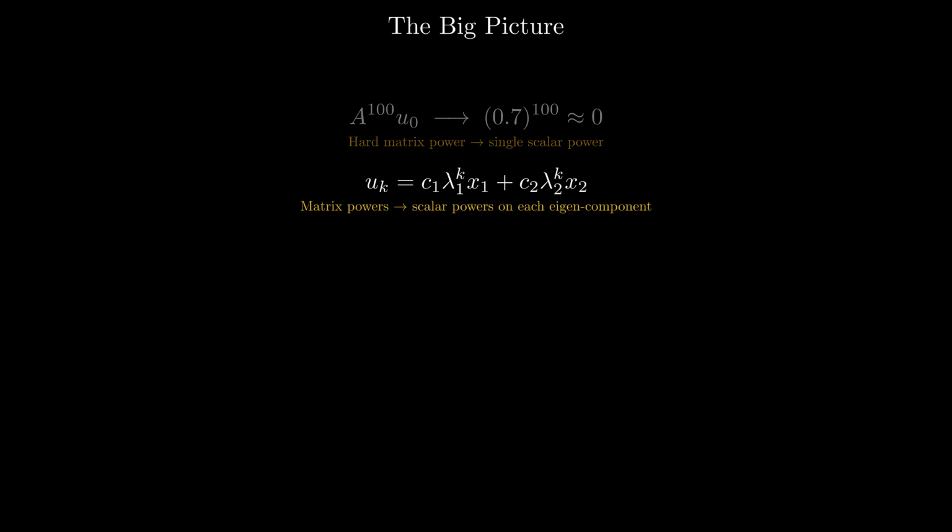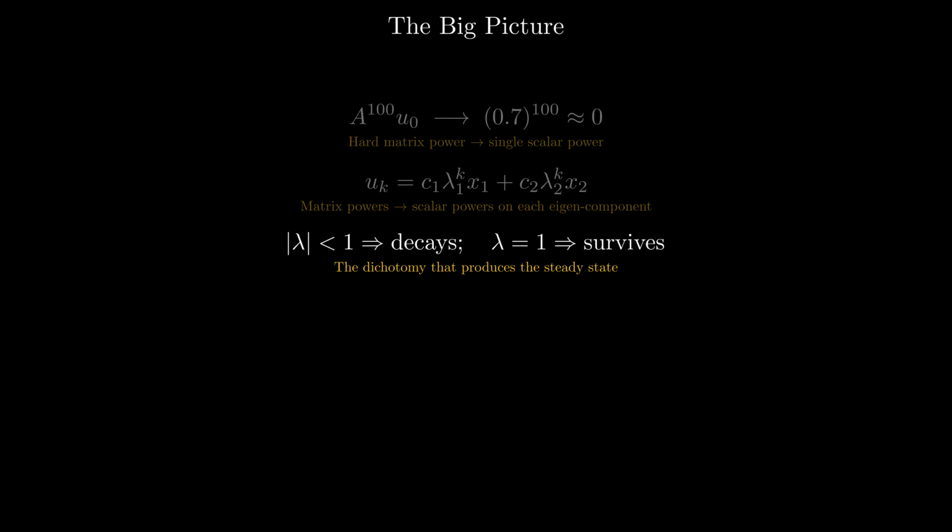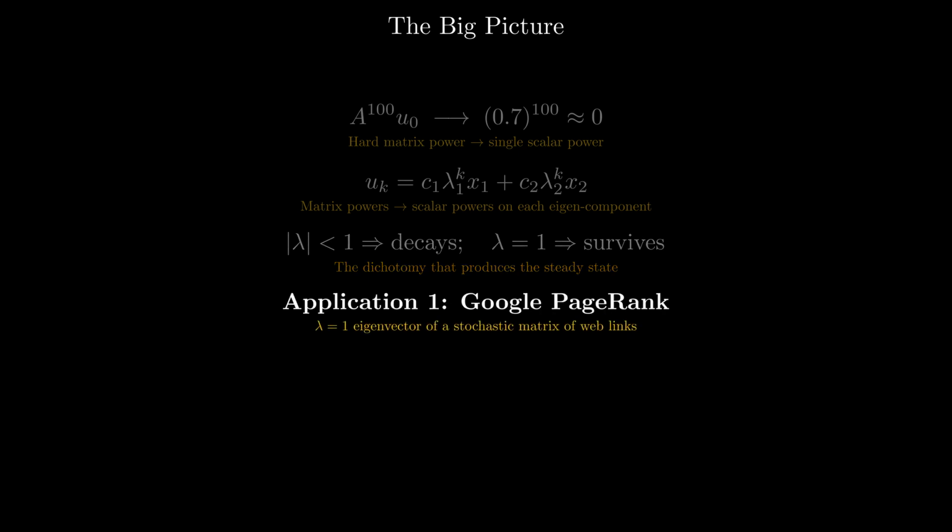Step back for a moment and see what just happened. We replaced computing A to the 100th power, a truly horrible calculation, with one scalar power, 0.7 raised to the 100, which is essentially 0. Diagonalization turned matrix powers into scalar powers. The eigenvalue with magnitude 1 gave the steady state. The eigenvalue with magnitude less than 1 decayed away. That is the entire trick, and it generalizes beautifully.